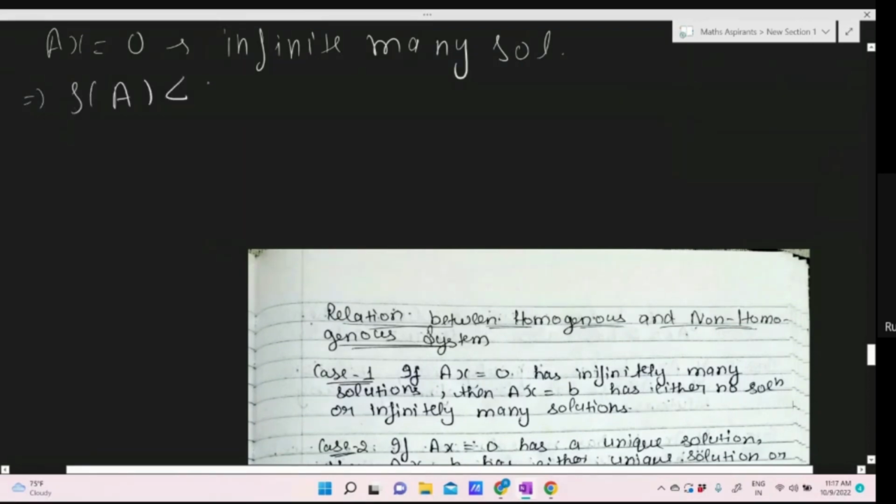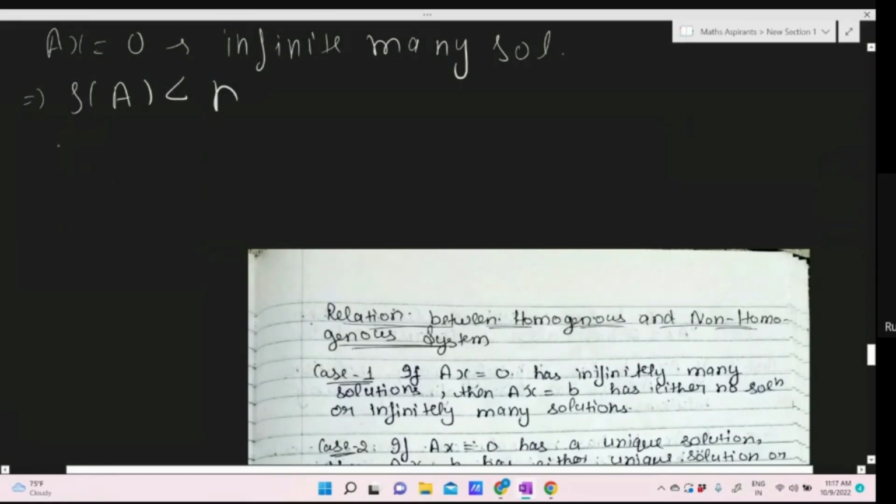Now we will discuss the relationship between the homogeneous and the non-homogeneous system. Here, case number 1 is: if the system Ax equals 0 has infinitely many solutions, then Ax equals b has either no solution or infinitely many solutions. Given that Ax equals 0 has infinitely many solutions, from here we can conclude that rank of A is strictly less than the number of unknowns, that is, strictly less than n.